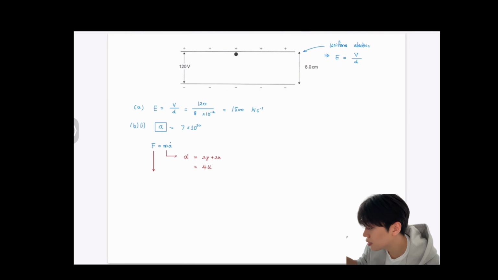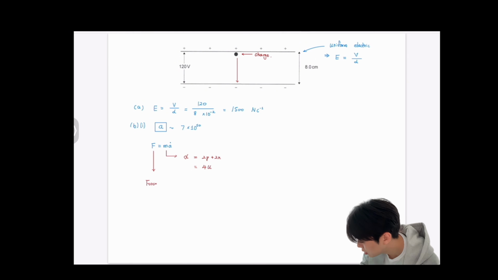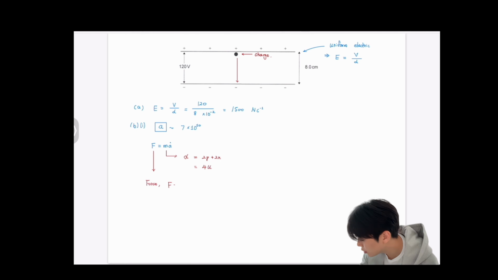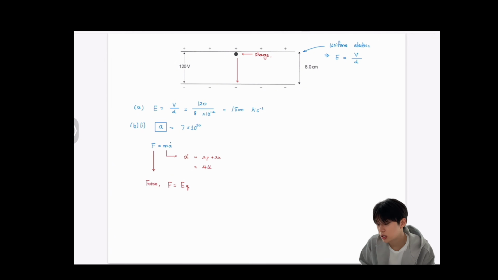We have the uniform electric field and the upper particle is accelerated from here to here. What's the force between them? So in this type, we have the upper particle which has a charge. And how about the force in electric field? We have force F equals E times Q. So I'm going to use this equation here.